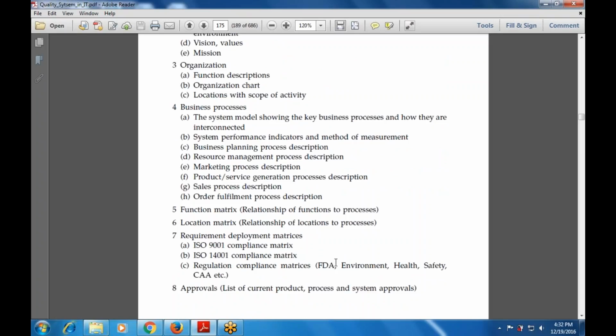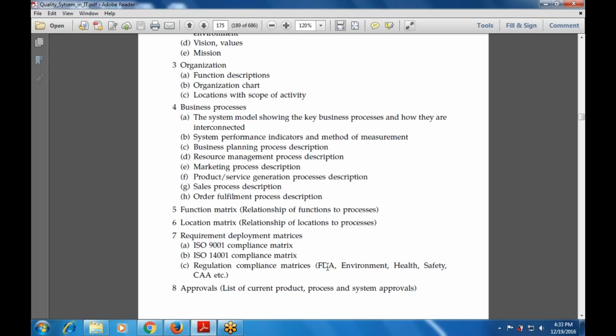Business process or business planning process description, then resource management process description, product or service generation description, how it is used, when it is used, and how it is developed. So how it is developed, what are the various processes that are distributing the things, what is the sales process description, then order fulfillment process description that is also available within the business process.